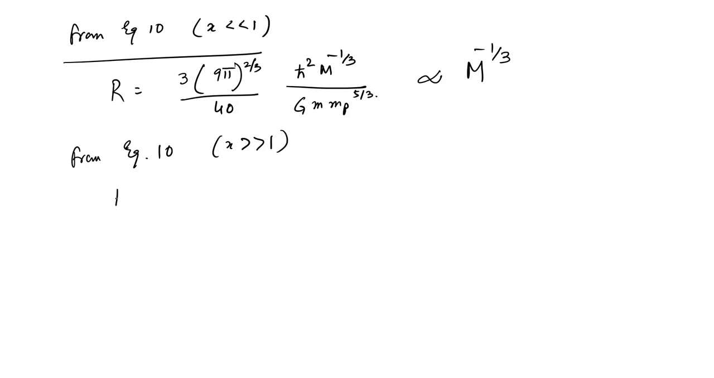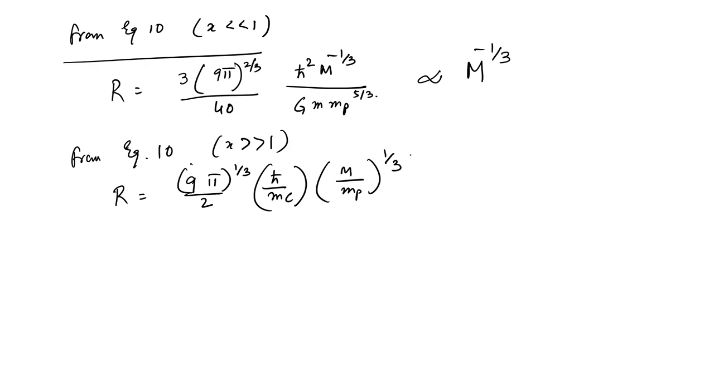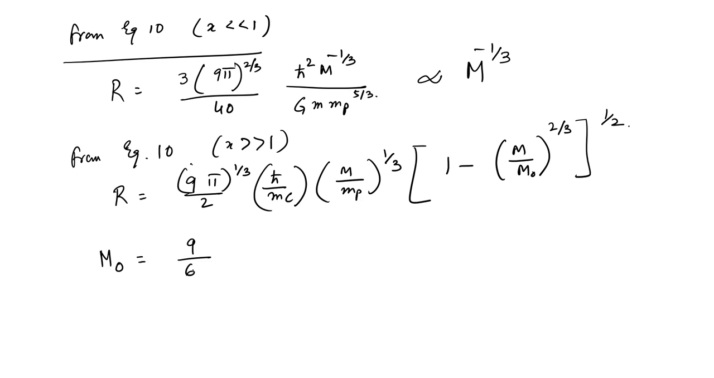And again from equation 10, in the other limit, that is x much, much greater than 1, we have r equal to 9 pi by 2, this whole to the power 1 third, and we have h-cross over mc and m by mp whole to the power 1 third, and we have a 1 minus m by m0 whole to the power 2 third. I'll define what m0 is, and m0 is actually the mass of the sun. So this is 9 by 64, 3 pi to the power half.